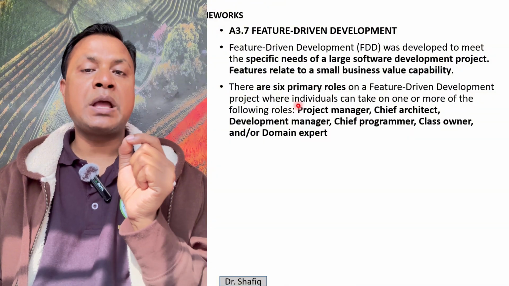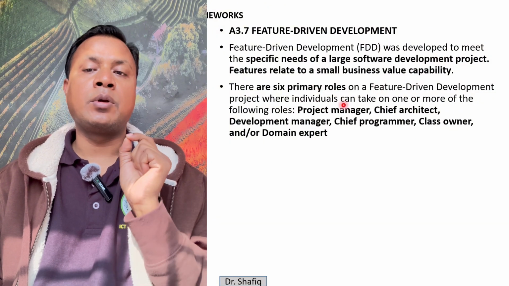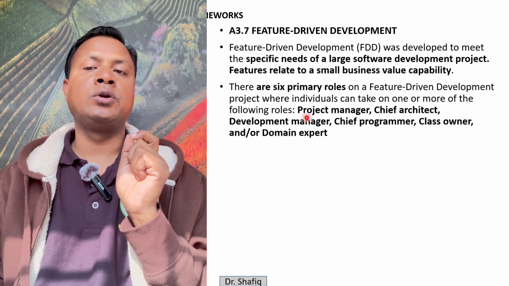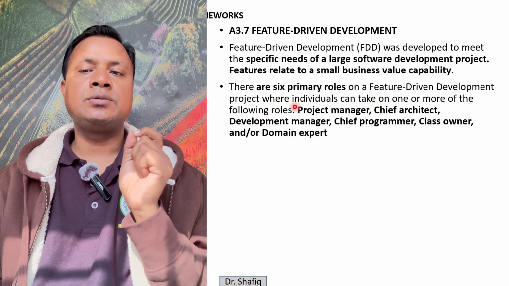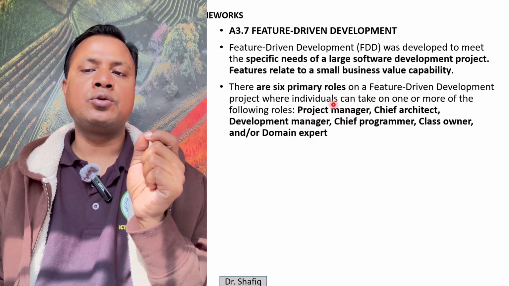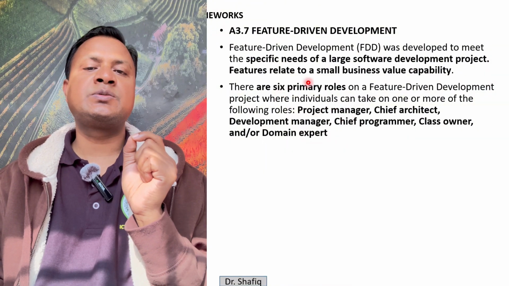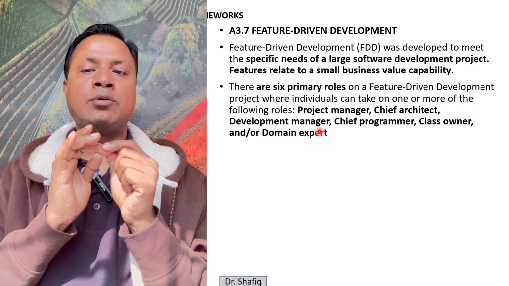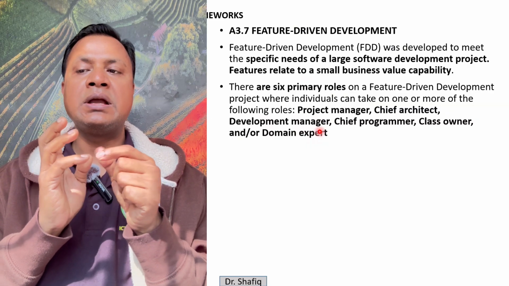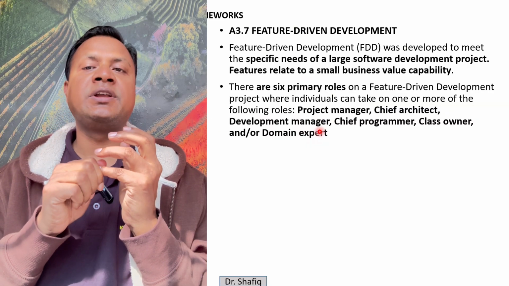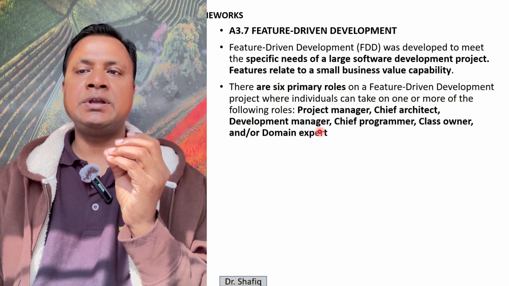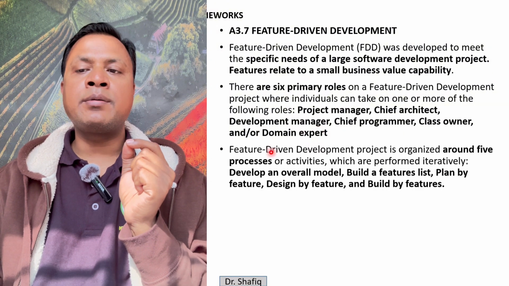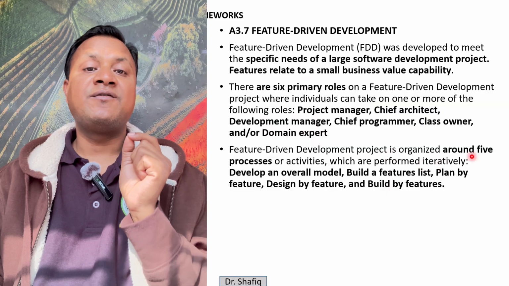So there are 6 primary roles on a feature-driven development project, where individuals can take one or more of the following roles. So each individual can take one role or 2 roles. So there will be 6 primary roles. Number 1 is project manager, chief architect, development manager, chief programmer, class owner, and domain expert. So these are actually the roles.